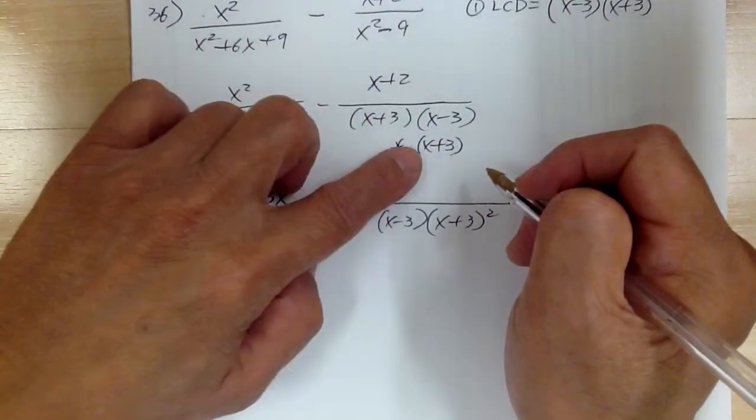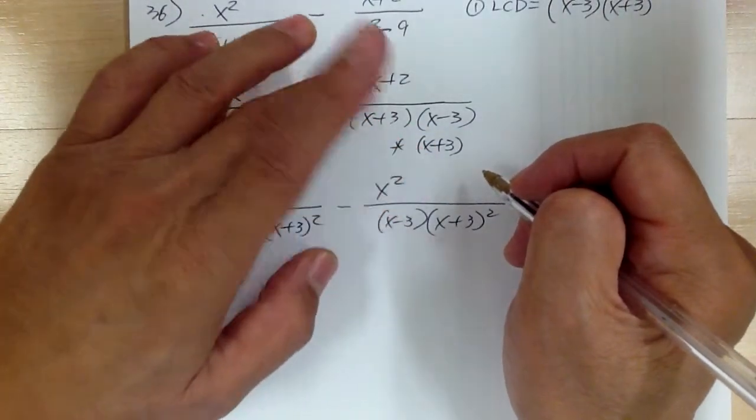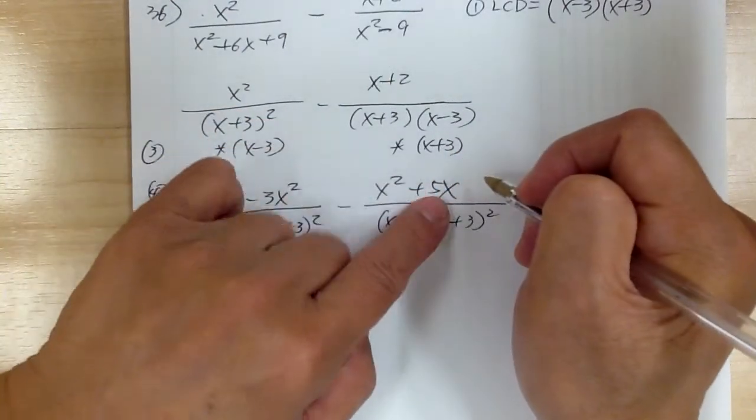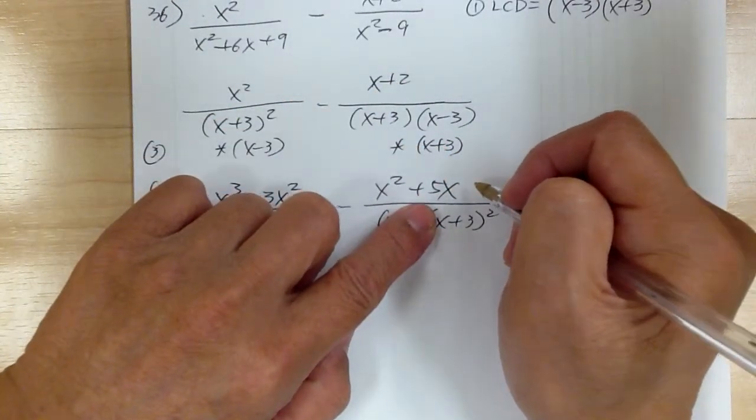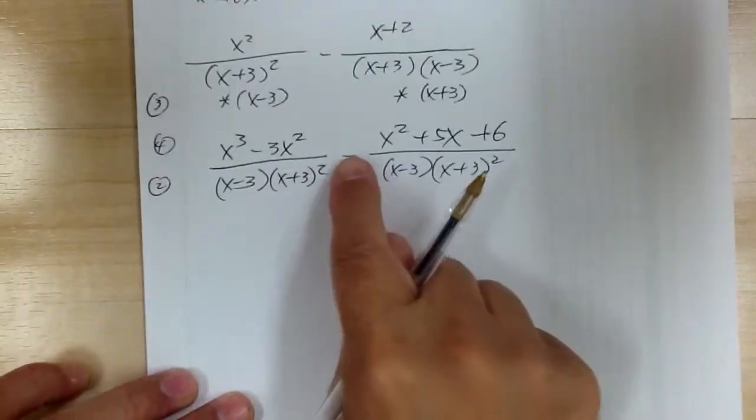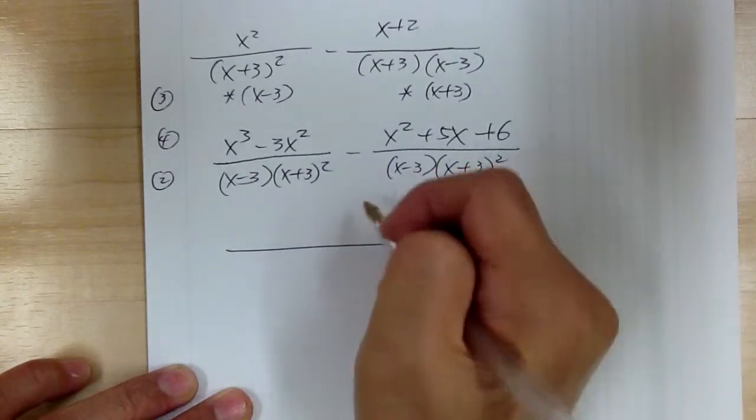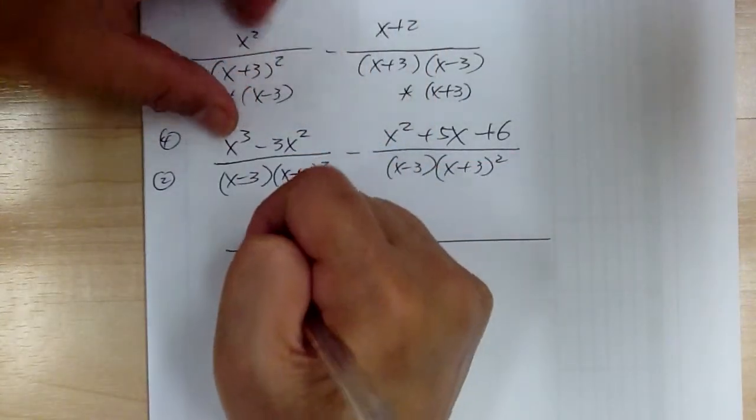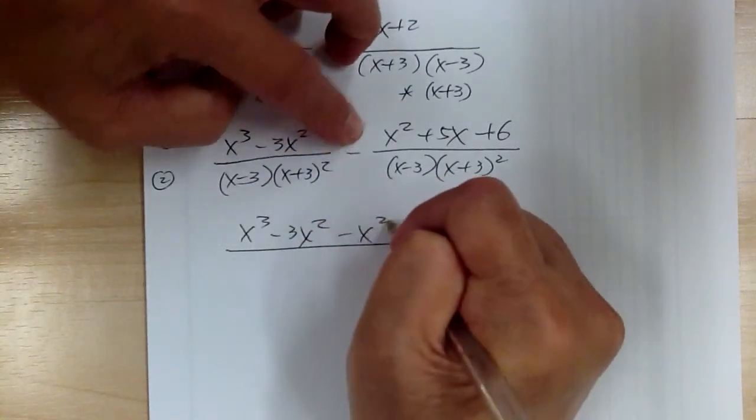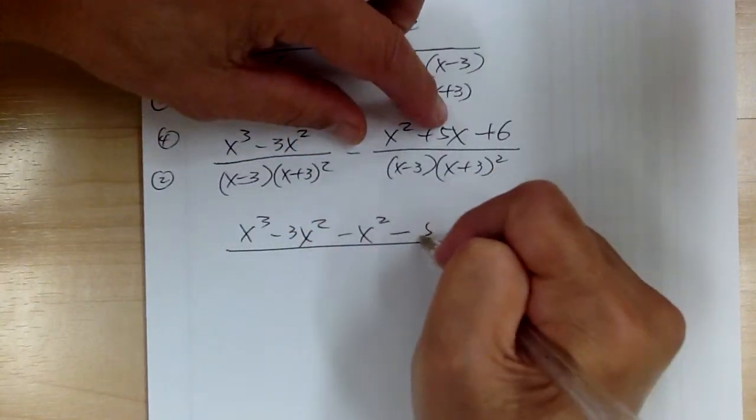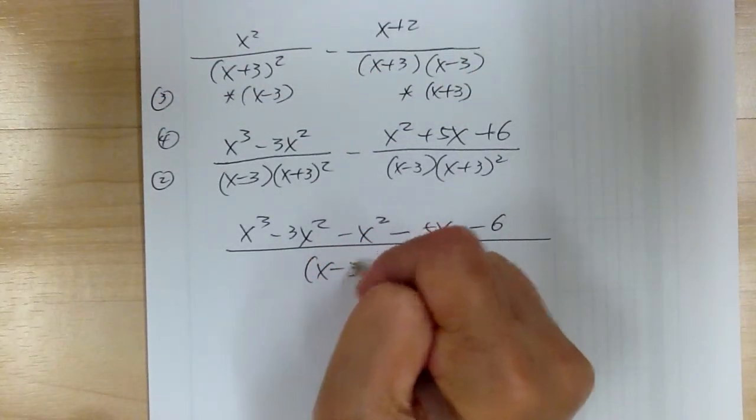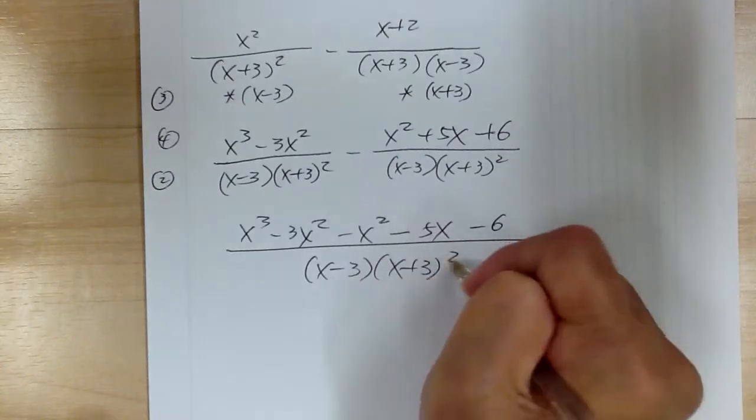Again, when there's no number in front of the x, you can use a shortcut. Right? So you add, that's your O and I, you add to get a middle term, and don't forget the x, and you multiply to get the end. Now again, notice the subtraction, so you got to do an additional step to switch the sign. So this would be x cubed minus 3x squared minus x squared minus 5x minus 6, okay, over x minus 3, x plus 3 squared.